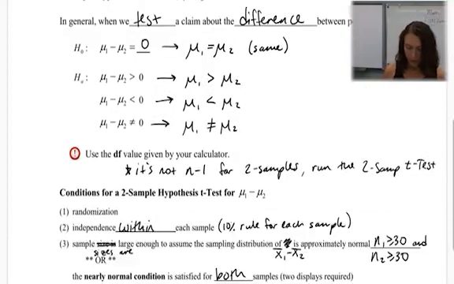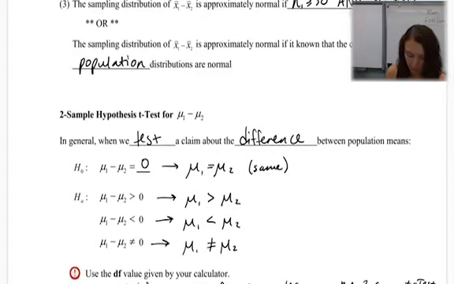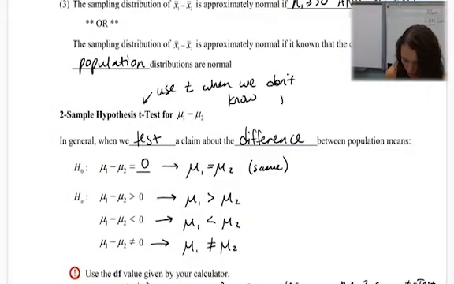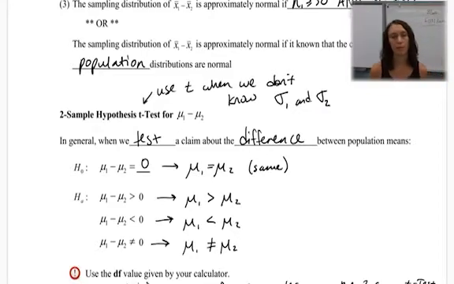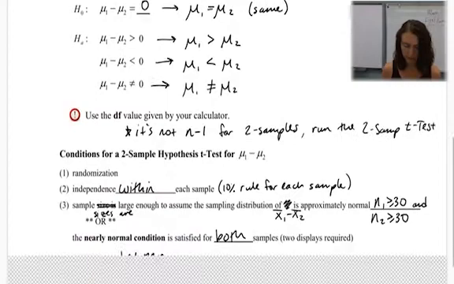The degrees of freedom in this case, so we're going to be using our t-tests because, and if you don't remember, we use t when we don't know our population standard deviations. So if we don't know sigma sub 1 and sigma sub 2, we're going to use t. And in order to use t, we need degrees of freedom.